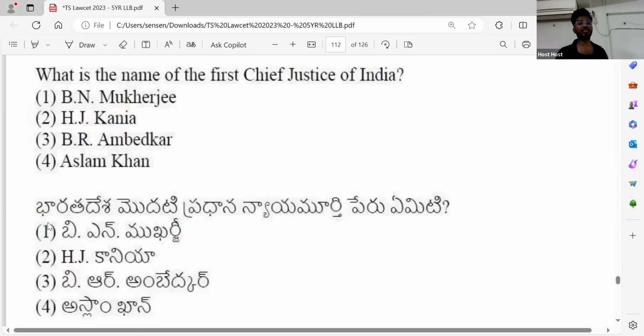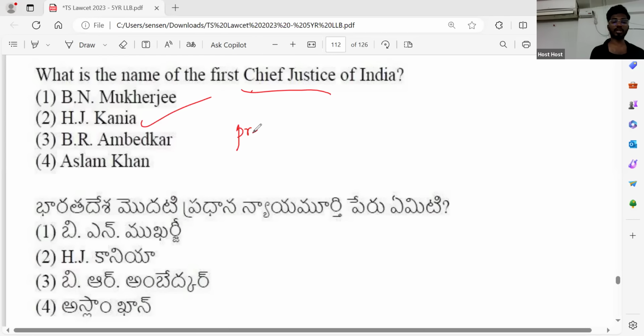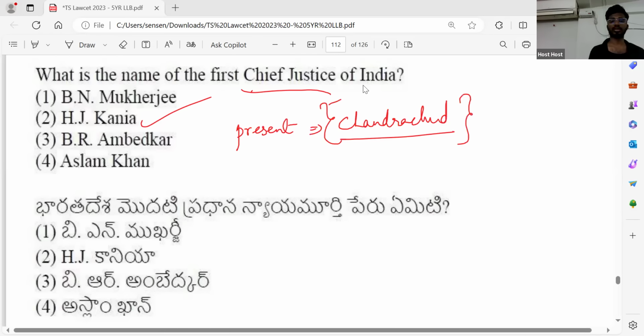What is the name of the first Chief Justice of India? Any answer? Very good, Dikshita. Well done. H.J. Kania is the right answer. So he's the first Chief Justice of India. Who is the present Chief Justice of India? Present is Justice Chandrachud. You have to remember this. Very good.